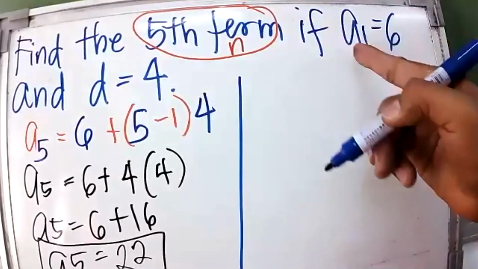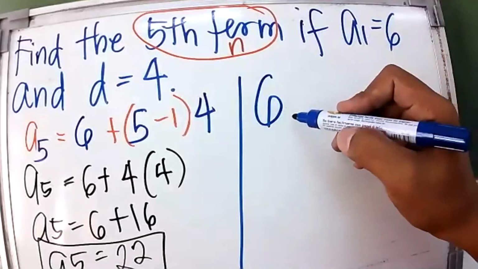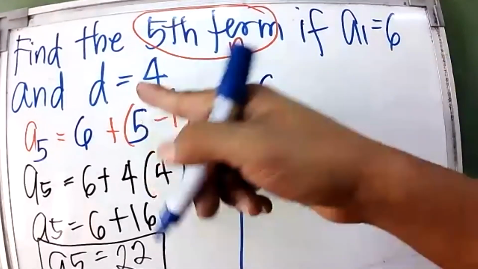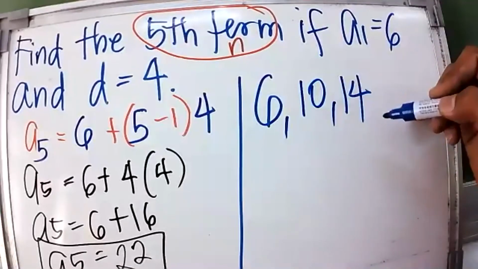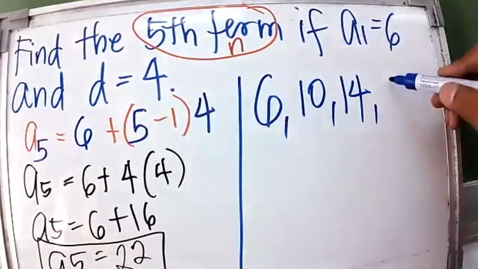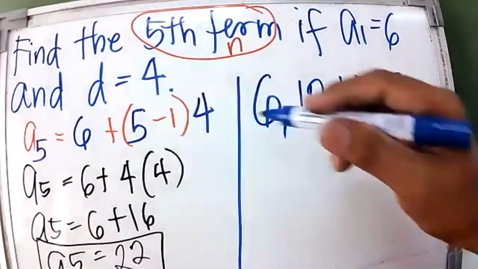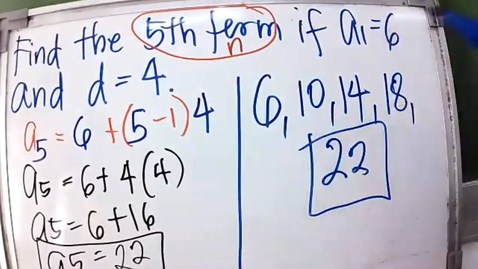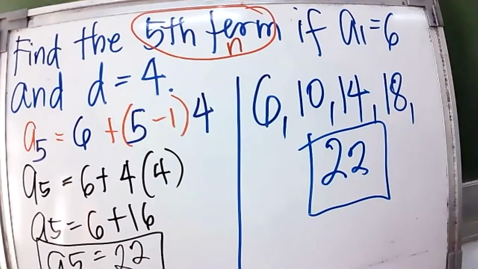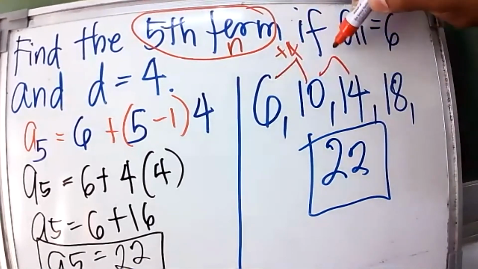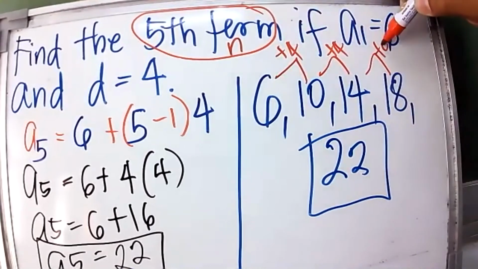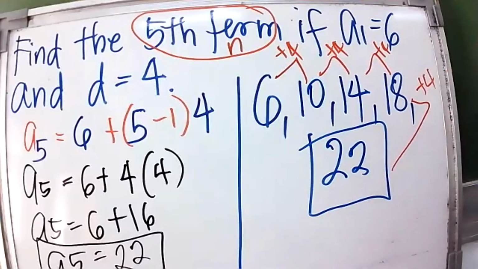Therefore, you always start with your first term. 6 plus 4, 10 plus 4, 14 plus 4, 18 plus 4, 22. And I'm finished. That's it. Did you get it? Okay. So, you just have to add plus 4 because that's the common difference. Plus 4, plus 4, and you're done.